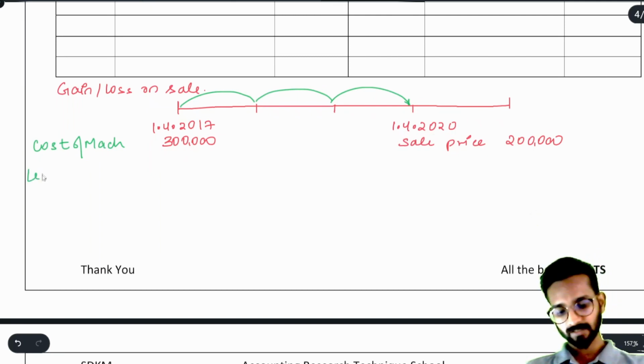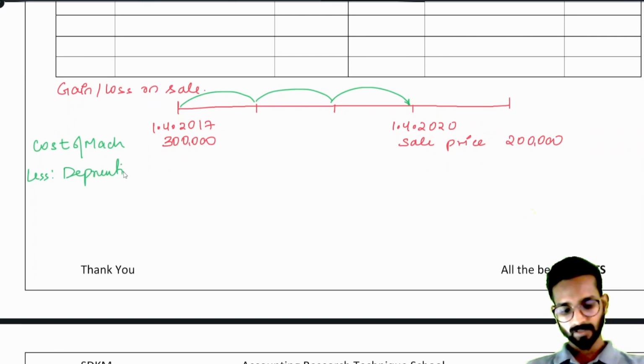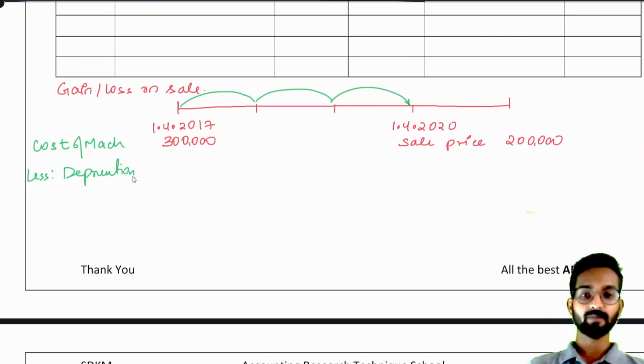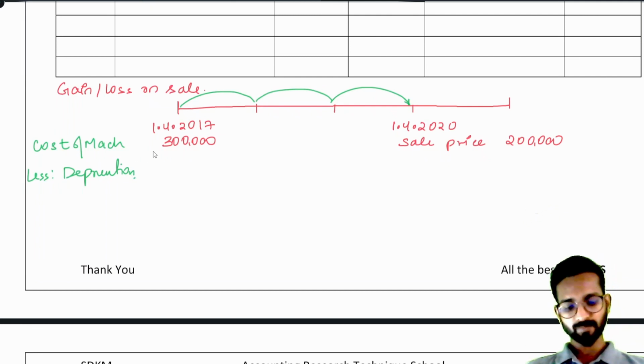I will deduct depreciation for 3 years. Now you tell me how much will be the depreciation for 3 years? It is 10% per annum. So 10% per annum means how many years completed? 1 year, 2 years, 3 years. So can I say 10% for 1 year? So 30% for 3 years.